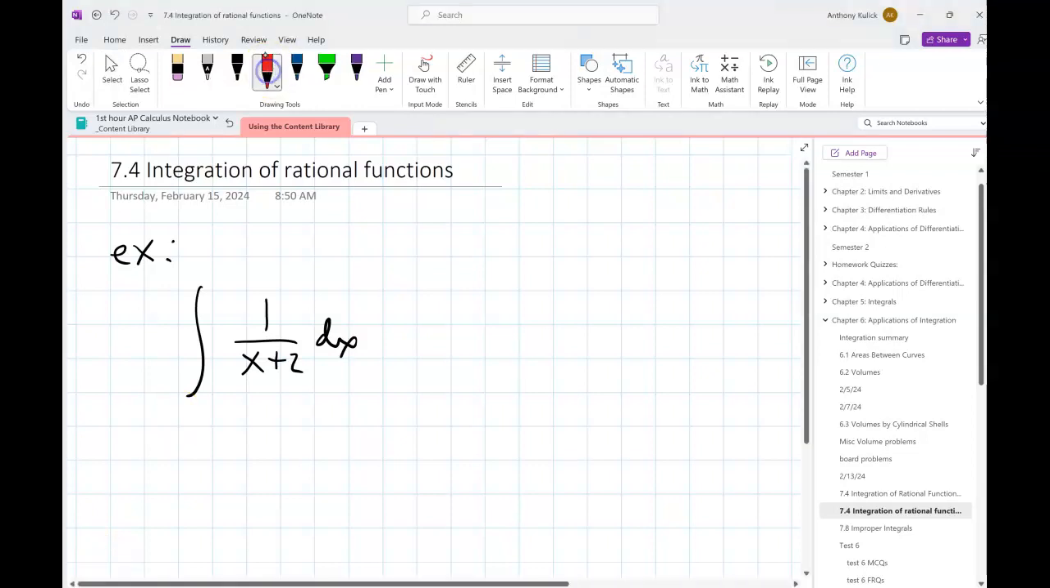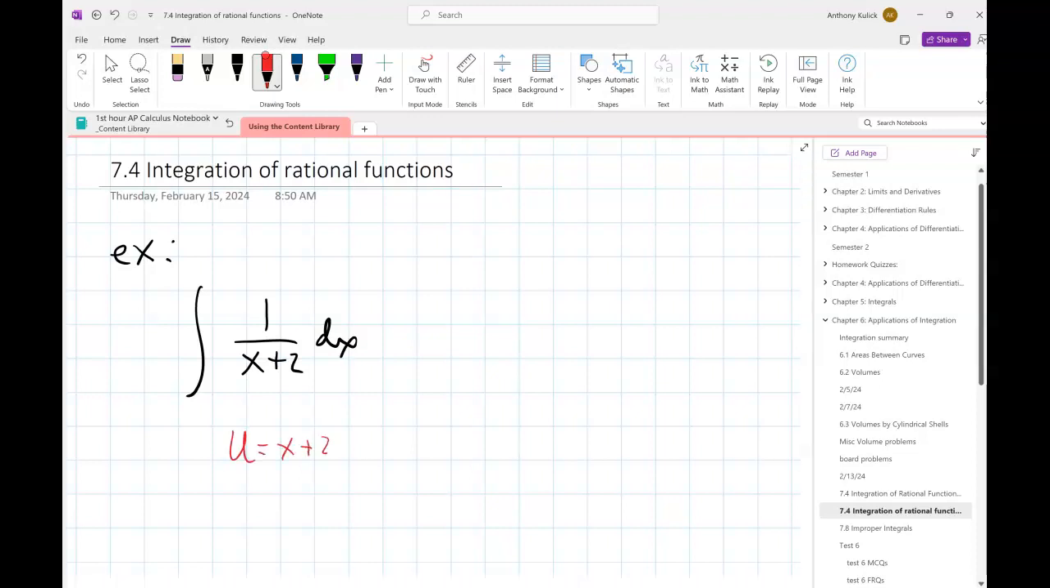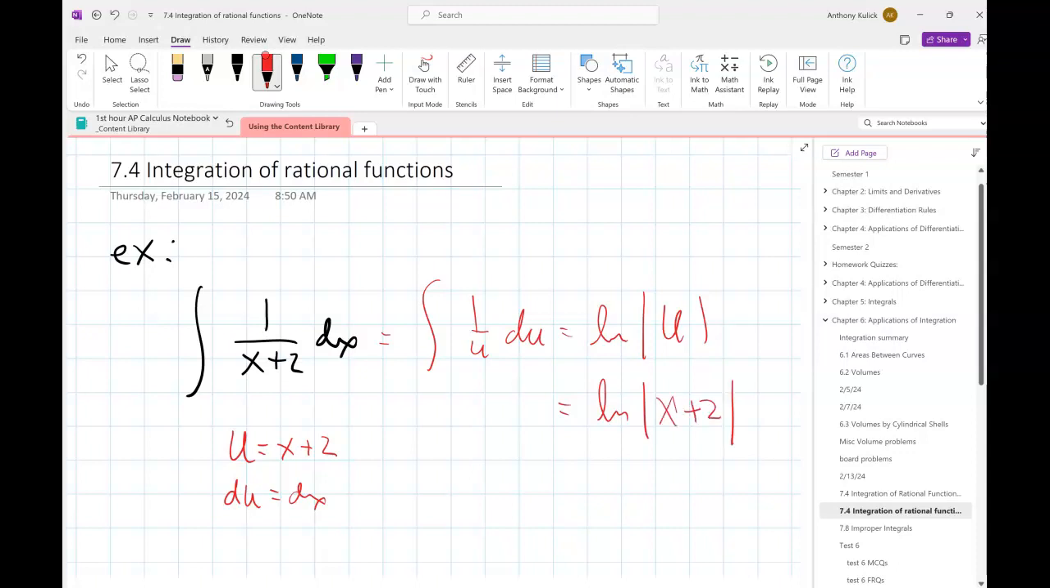We should already know how to do. This is just a U sub problem. Right? Does that all look okay?